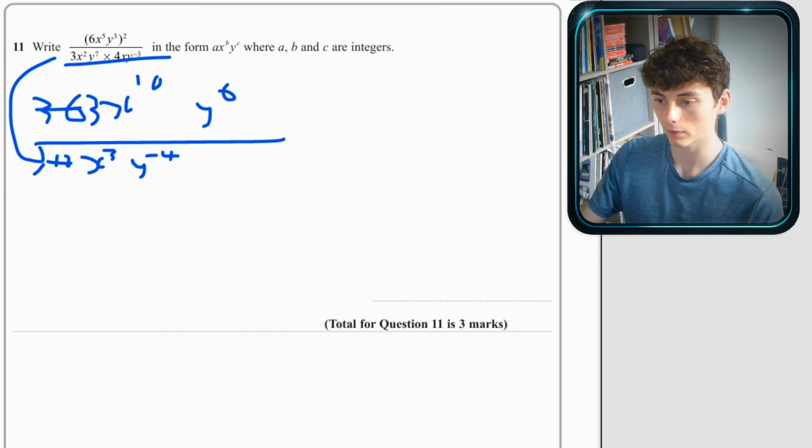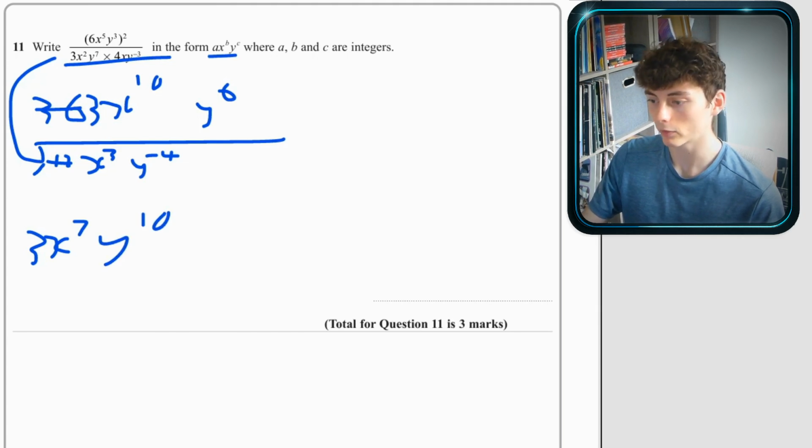So that would become 3x to the power of 10 minus 3 from the power of 10 leaves 3x to the power of 7. Then y to the minus 4 becomes y to the 4. So we add the 4 to the 6, it leaves us with y to the 10. So there is our equation, and it's in that right form. So we have 3x to the power of 7, y to the power of 10.